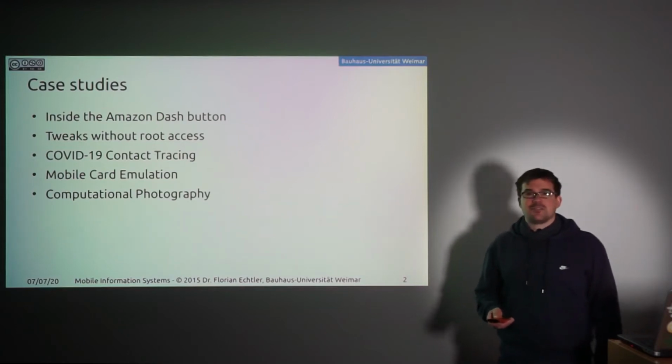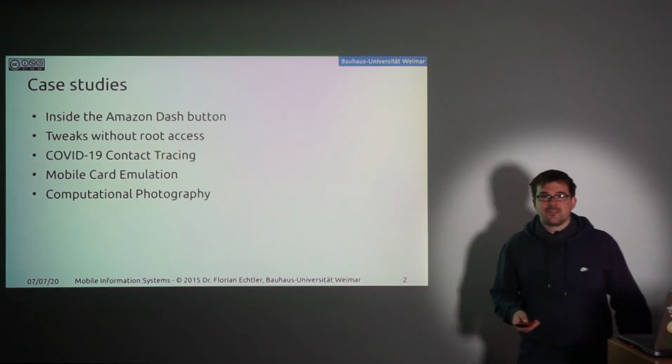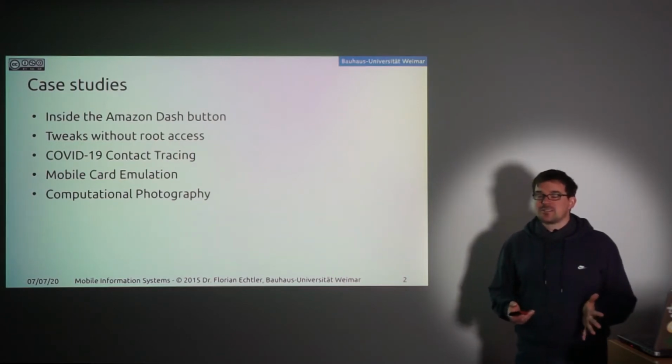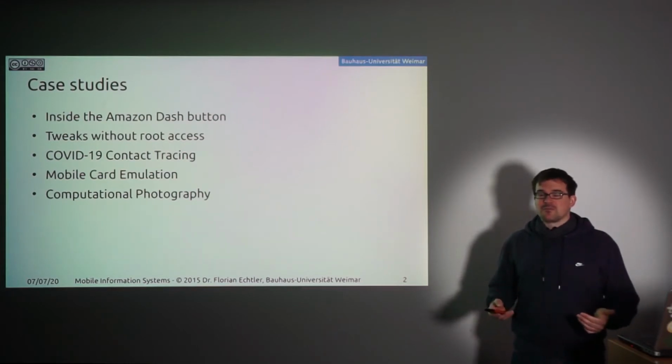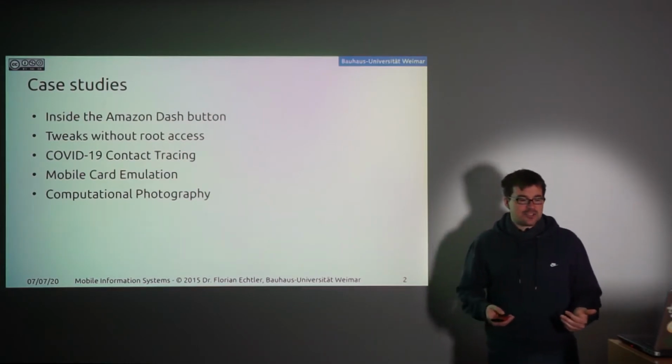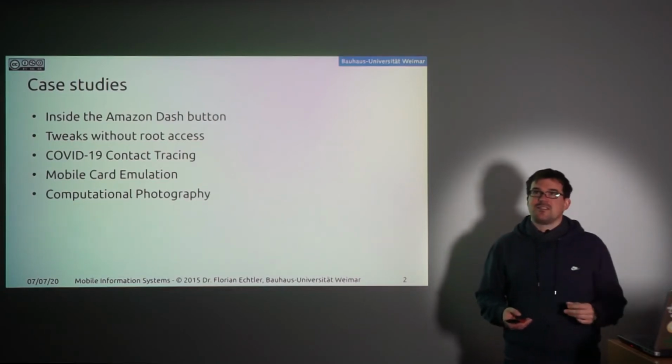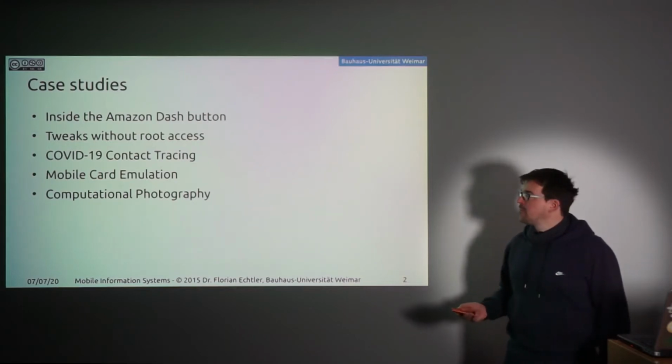And last but not least, a bit of a look into how computational photography works on mobile devices specifically. That means how can we use algorithms to improve images taken with our mobile devices beyond what the camera hardware would actually be able to accomplish on its own.